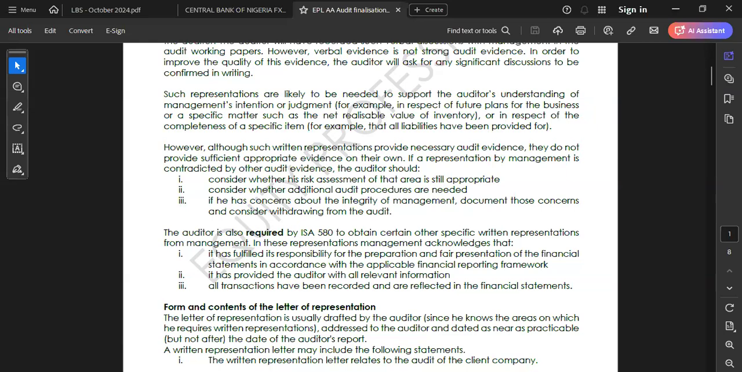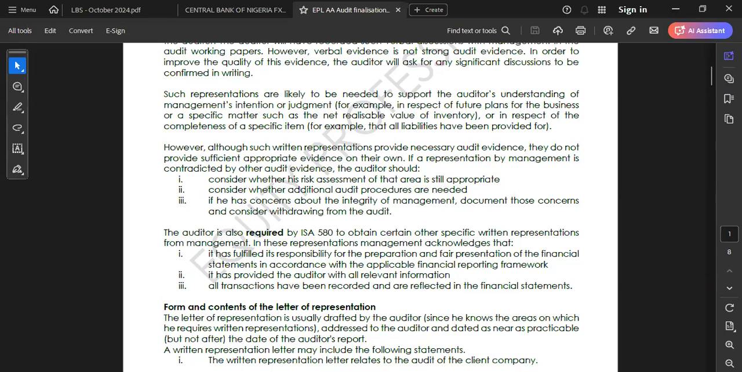Then the second thing is to consider whether additional audit procedures are needed. If the written representation issued by management is different, or is not providing sufficient support to the audit evidence, the auditor might need to carry out more audit procedures. What do we mean by this?